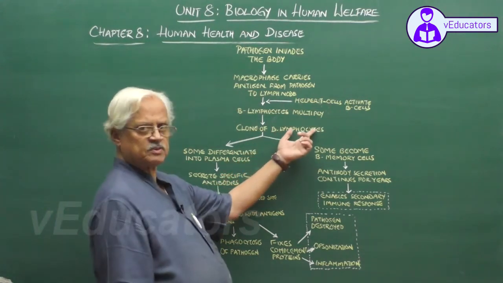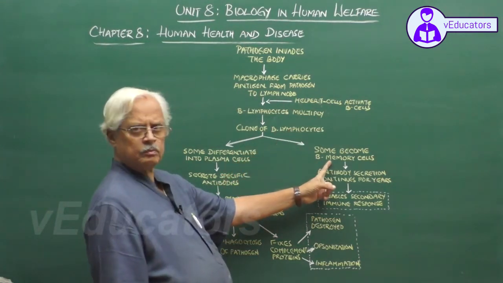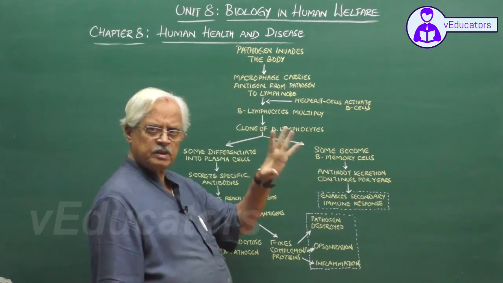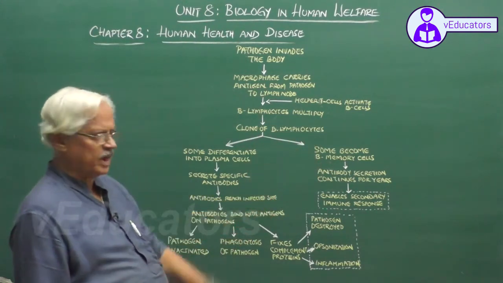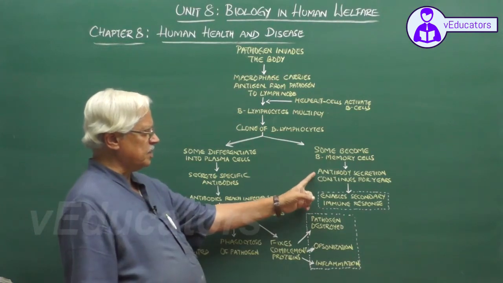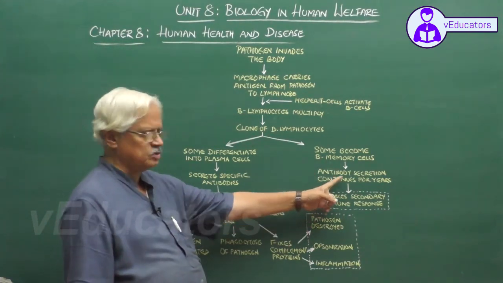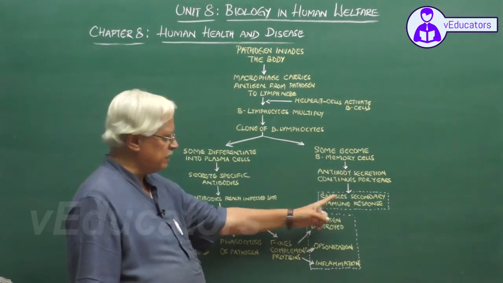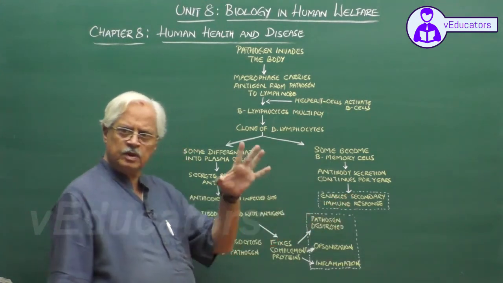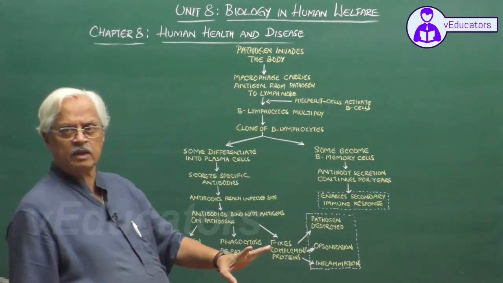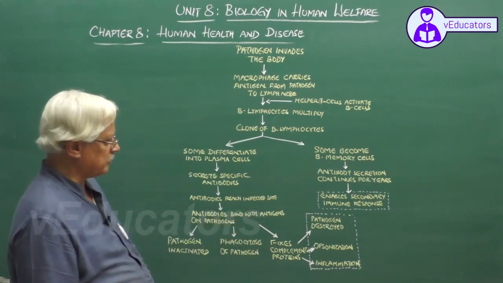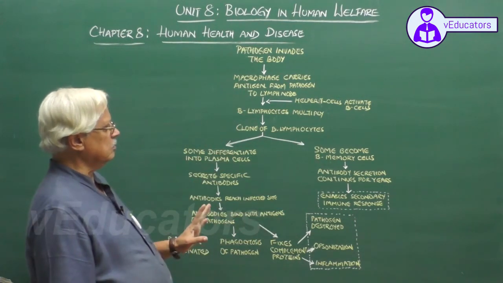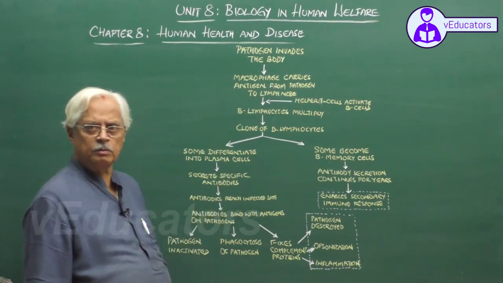Some of these B lymphocytes become B memory cells, and these memory cells remember the pathogen, remember the antigen, so they continue to secrete the antibody for years together, and this enables the body to mount a secondary immune response if the person is again attacked by the same pathogen. So this is the primary mechanism by which humoral immunity works.